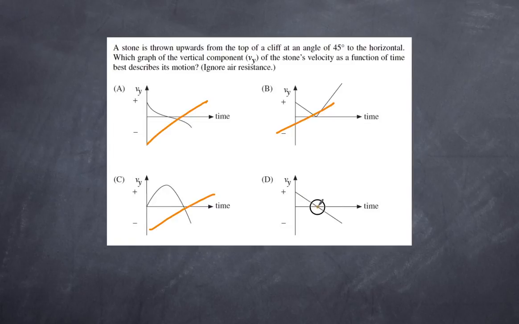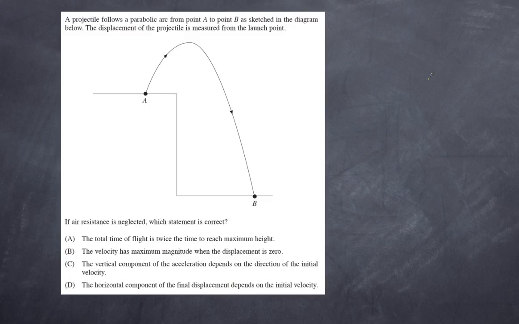This point here represents the point at the top of the trajectory of the ball, and then of course it returns back to zero. It's now traveling in the same direction as the acceleration, so you expect it to be negative. So D is our answer. We're getting a little bit more difficult now as we go along with these questions.